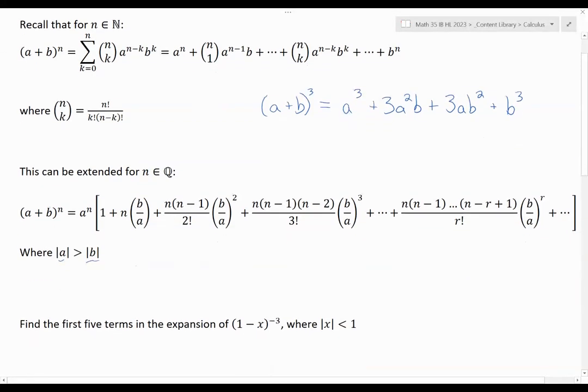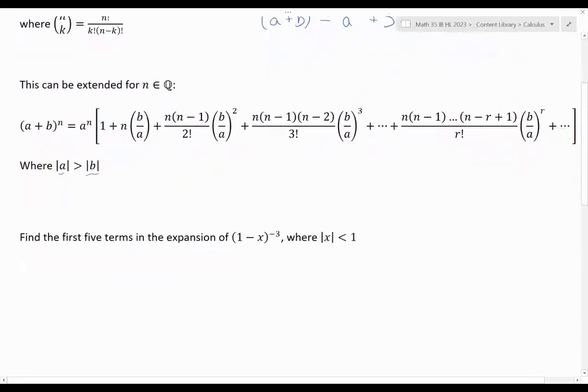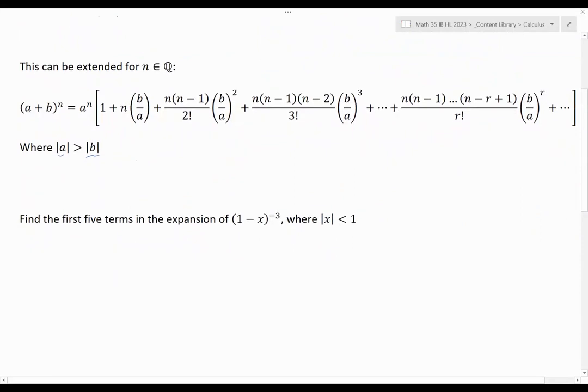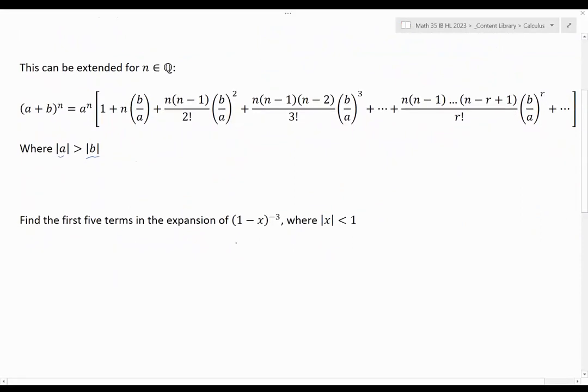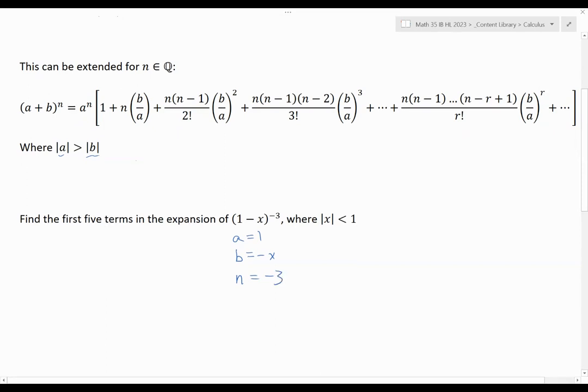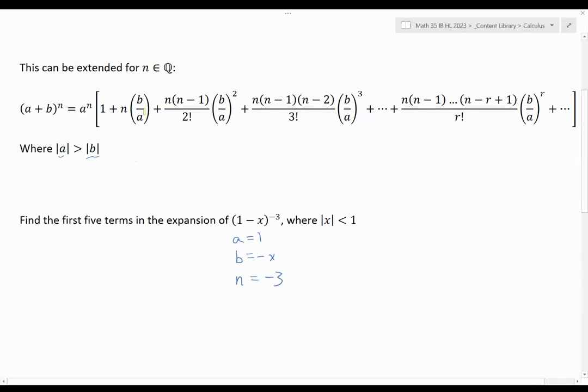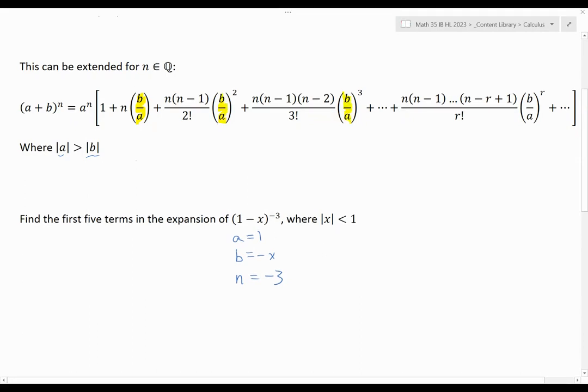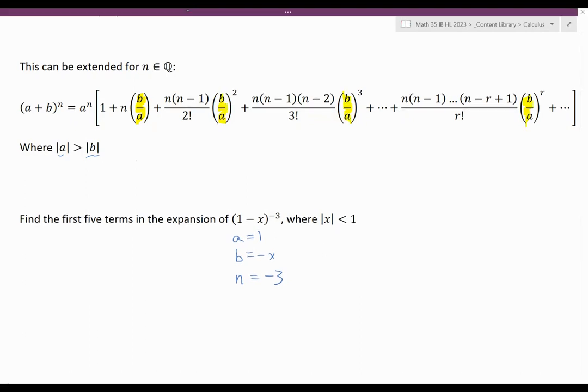So if I look at an example where I have (1 - x) to the power of negative 3, and we're saying here that the absolute value of x is less than 1, so that we meet that criteria of the absolute value of the first term being larger than the absolute value of the second term. What this would look like if I'm writing the first 5 terms in the expansion. Well, the first part, a to the power of n, well, what I have is a equals 1. I have b is negative x. Our n is negative 3. And what we see actually repeated quite a lot in this formula is the b over a. So since a is 1, that's just going to be b in this case.